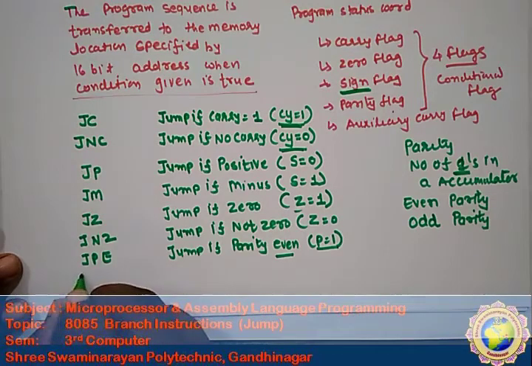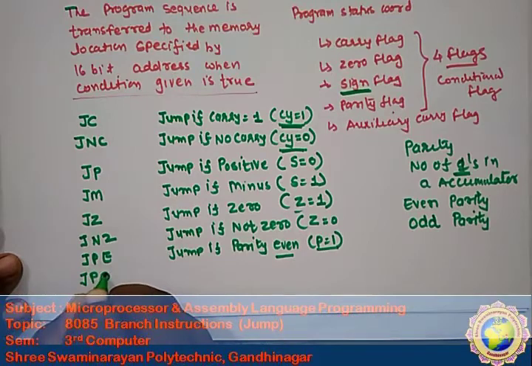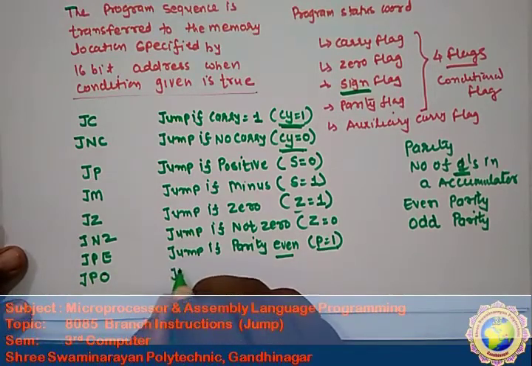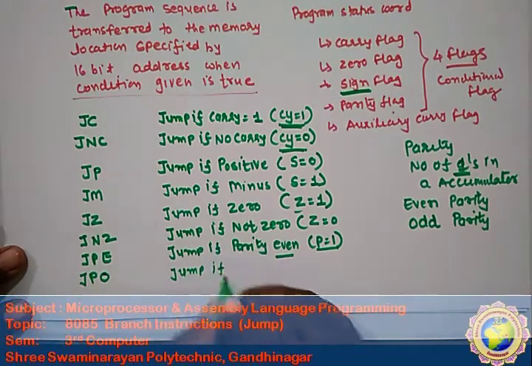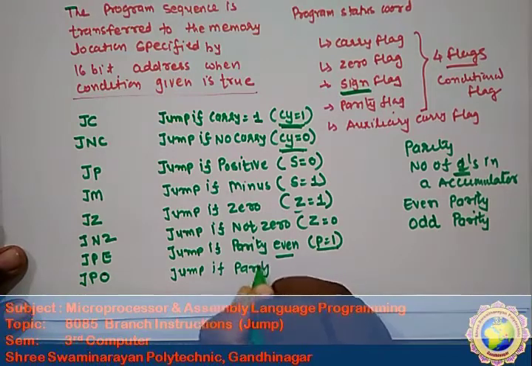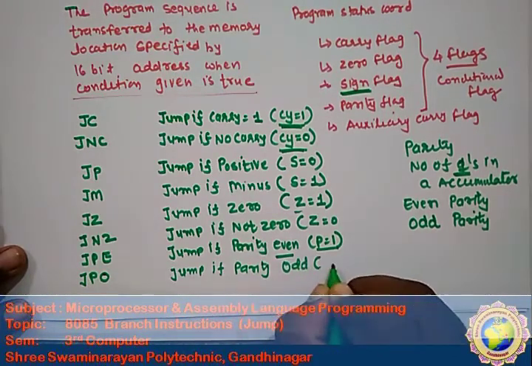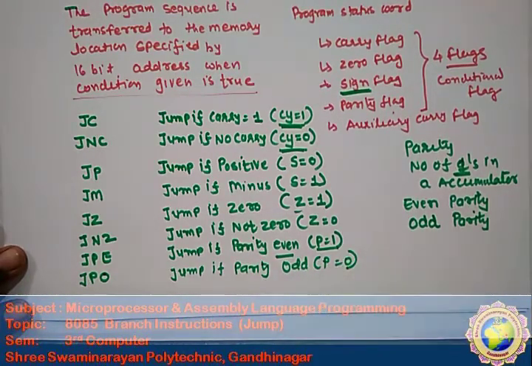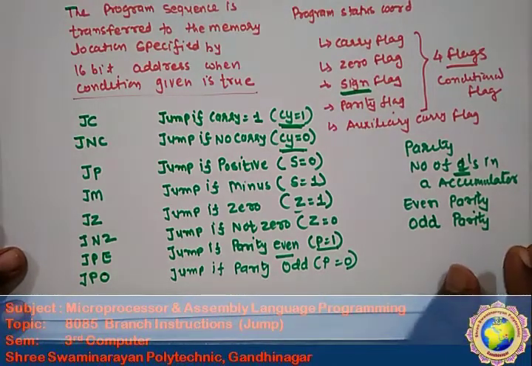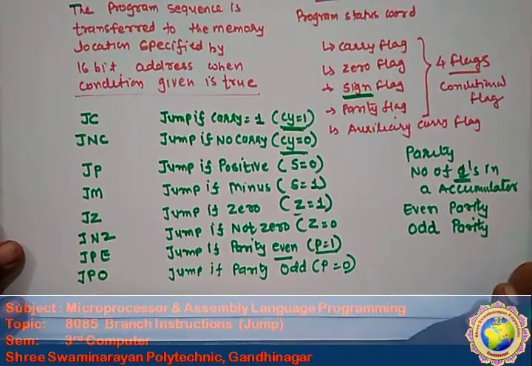Okay. And the next, last is jump if parity is odd. So jump if parity odd means the value of P is equal to 0. So these are the different types of conditional jumps you have been given.